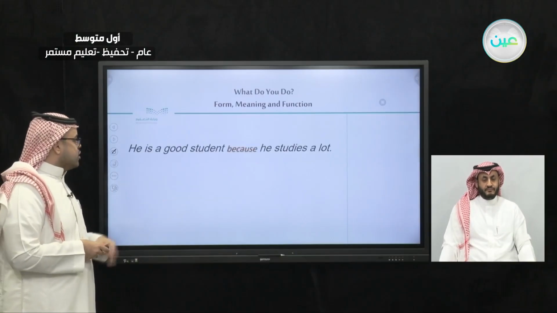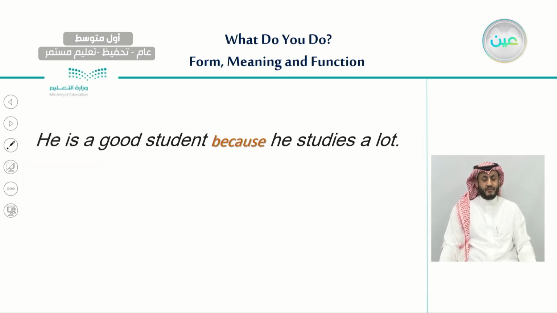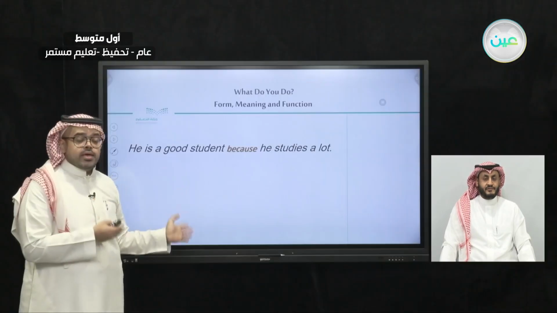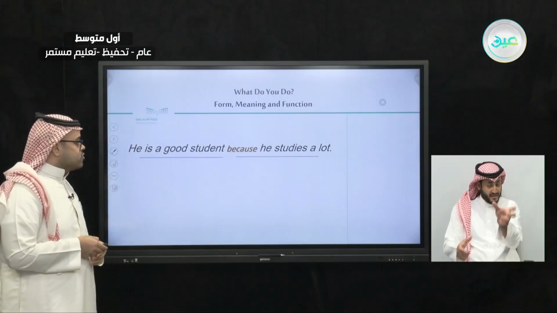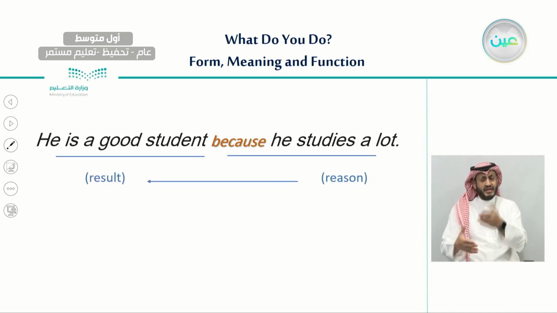As you can see here, we have a sentence. It says, he is a good student because he studies a lot. So he is a good student. Why is he a good student? Because he studies a lot. So because here explains the reason for him being a good student. As you can see, we have two different parts: the first half before because, and the second after because.